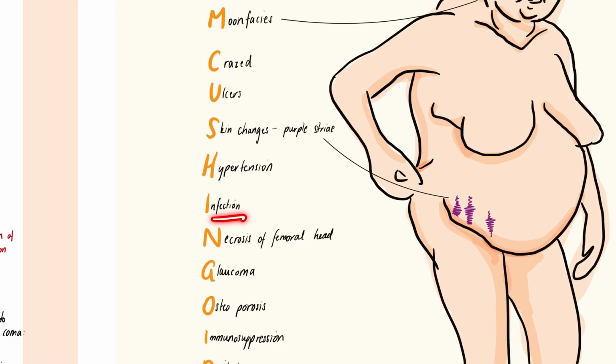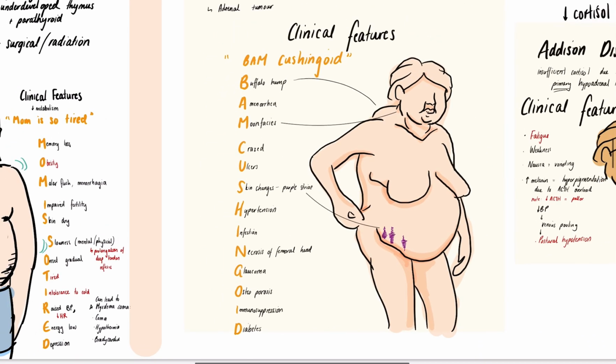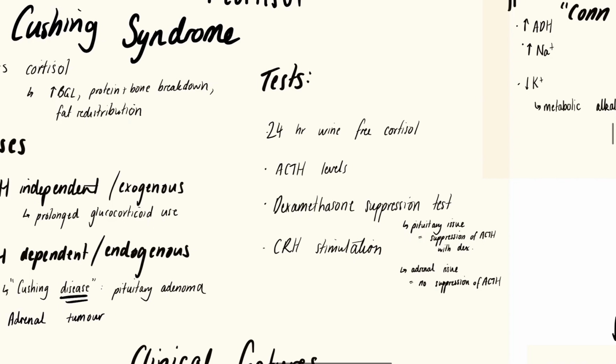predisposed to infection, necrosis of the femoral head, glaucoma, osteoporosis, immunosuppression, and diabetes, and they'll also exhibit truncal obesity as well. So the tests that we can use to diagnose Cushing syndrome are these.